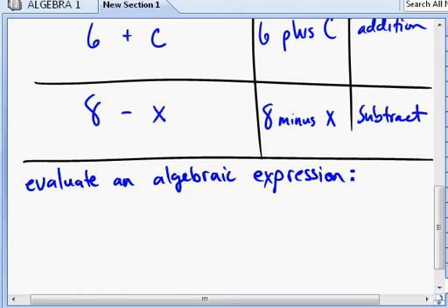What does that mean? So we know what an algebraic expression is now, right? It's those things that we just put in the table. 6 plus c, that's an algebraic expression. How do we do this thing called evaluate? What does that mean? It means solve? Yeah.